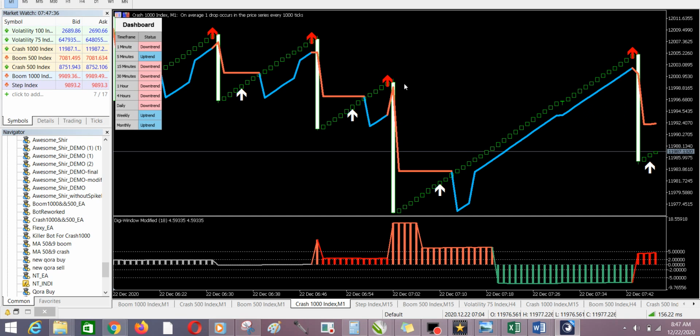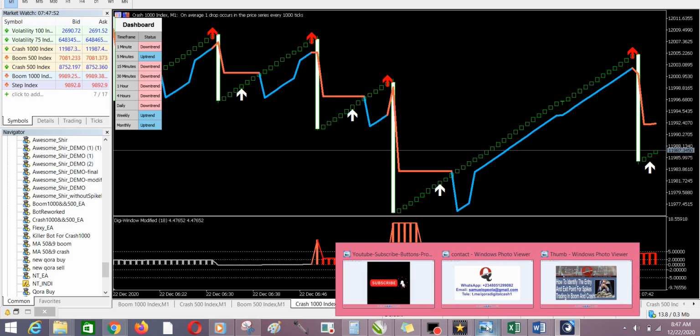Okay, that is how to use the crusher indicator. I've showed you how to analyze the market using the crusher indicator and the signal indicator. These are the two amazing indicators that you can also use to trade. Okay, let's go into today's training properly.